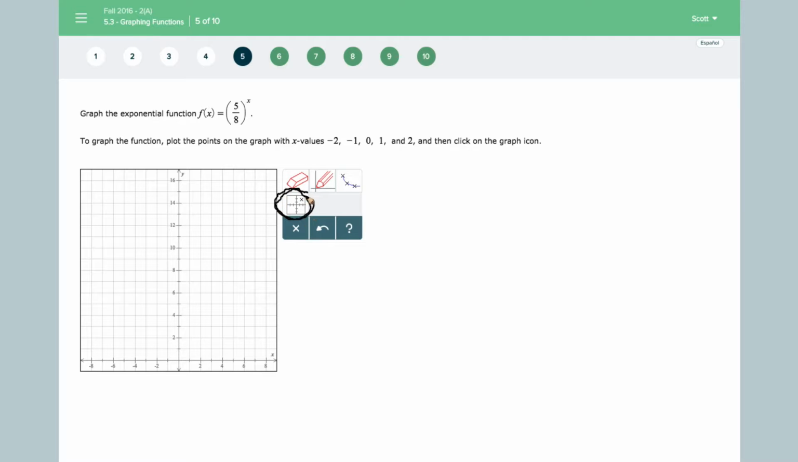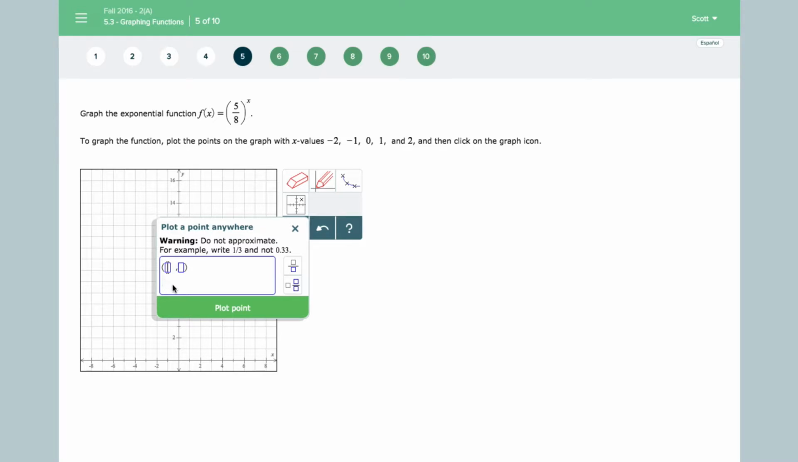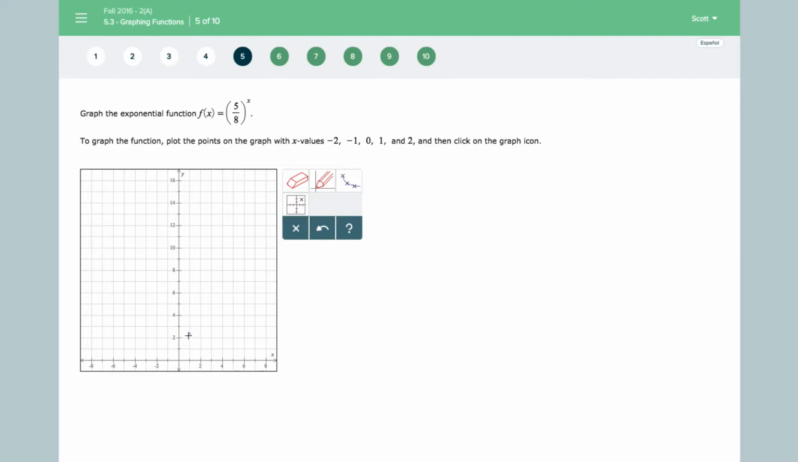Now there's a couple buttons here that you want to be familiar with. This one right here, when you push it, it allows you to plot the point, so you don't have to guess where it is. You can tell it, all right, put a point at 1, comma, 2.3, for example. Plot point. And you see it plots it right at the exact spot. And then this button over here connects all the dots.